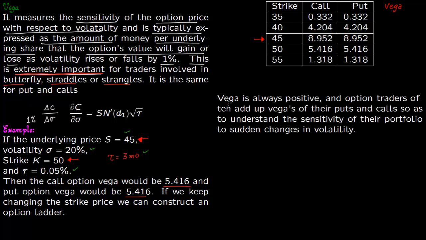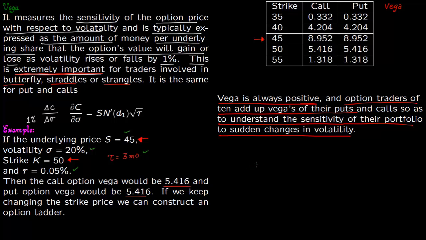So certain things you need to notice is that Vega is always positive, and option traders often add up the Vegas of their puts and calls so as to understand the sensitivity of their portfolio to sudden changes in volatility. Now this is extremely important. So if the market is very volatile, the Vega is going to change dramatically, and Vega will always give you an idea of how sensitive your portfolio is with respect to changes in volatility.